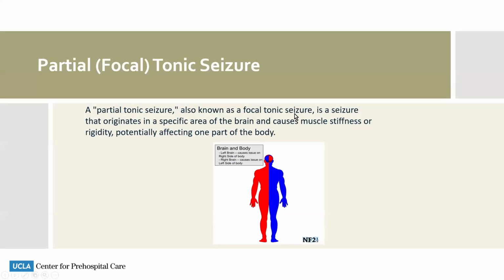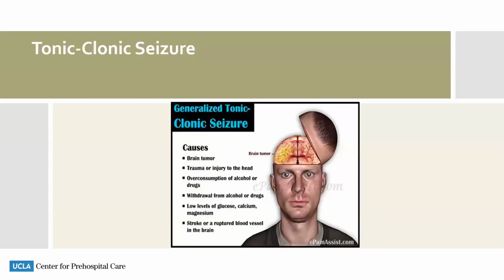Partial tonic seizure is a focal seizure. It originates in a specific area of the brain. So partial tonic is maybe just the left side, or maybe it's just the right side. So that's what a partial or focal tonic seizure is. It's one spot in the brain that is causing this. Tonic-clonic is what we call the generalized grand mal seizure, and it can be due to a number of things. Hopefully, it's not the brain tumor. But if you have a patient who's had a head injury, it could in fact be that.